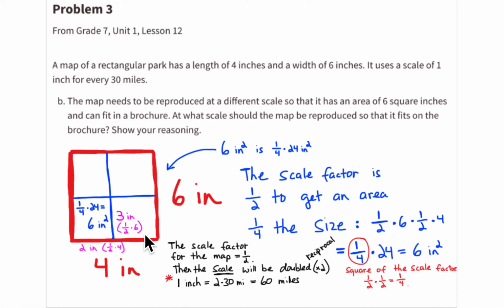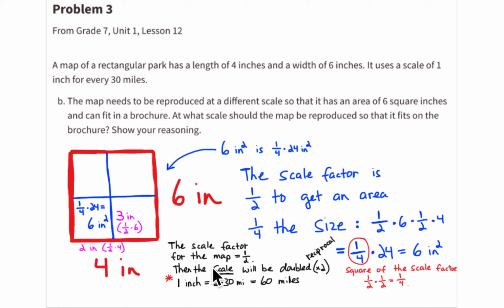So the area is the square of the scale factor times the area. The area of the scaled map is the square of the scale factor times the area of the larger map. So the scale factor is 1/2, and to get the area, it's 1/4 the size. So it's 1/2 of 6 times 1/2 of 4. 1/2 times 1/2, which is the square of 1/2, is 1/4. 1/4 times 24 equals 6 square inches. This is tough, but use the square of the scale factor to figure out the resulting area.